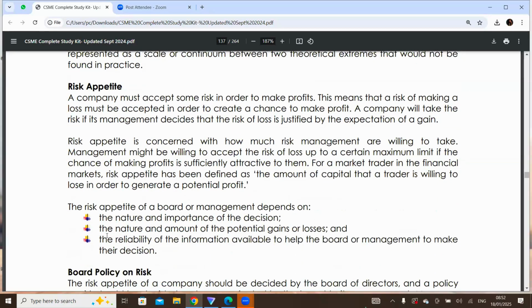Okay. So we also have risk appetite. This one is also a subheading that ICAN really likes. Risk appetite.